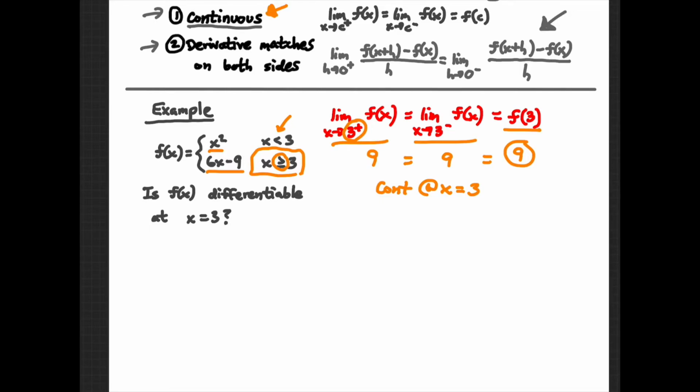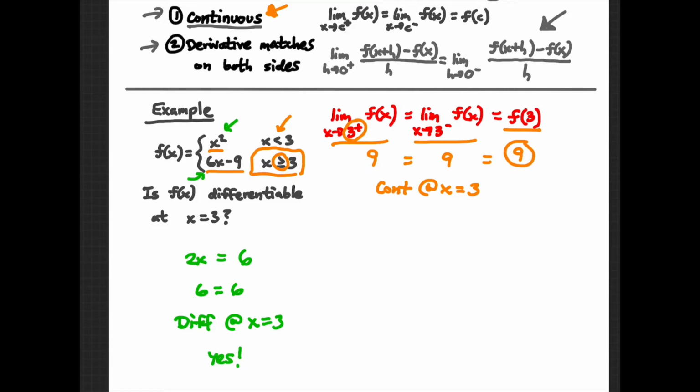Now we just have to test, is the derivative equal on both sides? For this one, I'm going to do the derivative of that top piece, the x squared, and it's equal to 2x. Okay, and it needs to be equal to the derivative of that bottom part right there, which is 6. Well, x is equal to 3 here, so we can just plug in 3, and you end up with 6 equals 6. So that shows that it is, in fact, differentiable at x equals 3. So the answer for the question, is f of x differentiable at x equals 3? You would say, yes, it is.